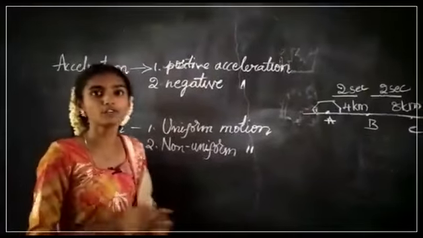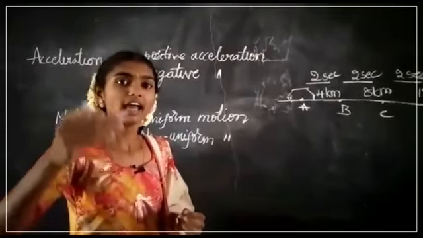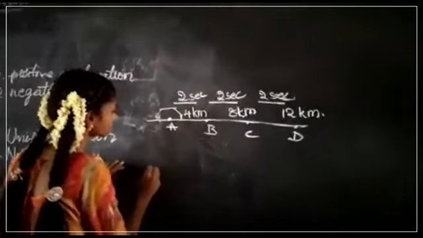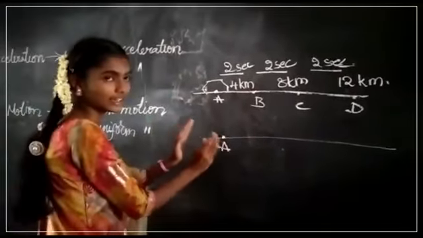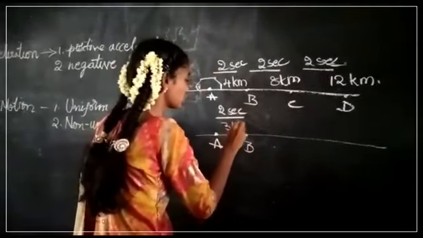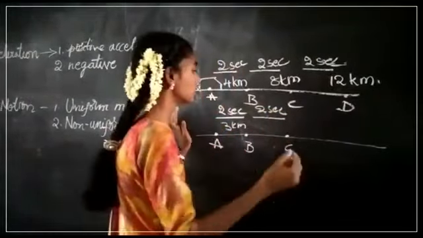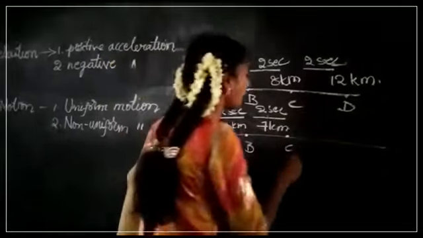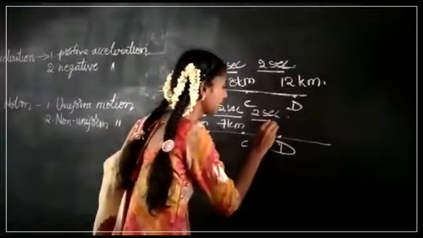Okay. Next, non-uniform motion. What is non-uniform motion? An object is said to be in non-uniform motion when it travels unequal distances in equal intervals of time. Then we can say it is non-uniform motion. See here, take the same car example. This is point A. The car started from point A, and after 2 seconds it reached point B at 3 kilometers, and again after 2 seconds it reached point C at a distance of 7 kilometers from the initial point. After another 2 seconds it reached point D at a distance of 19 kilometers.